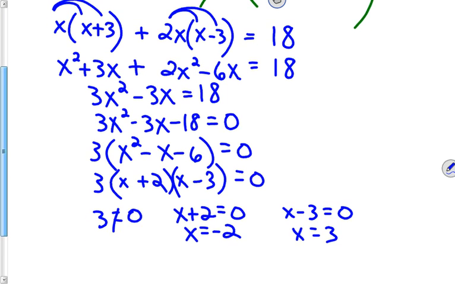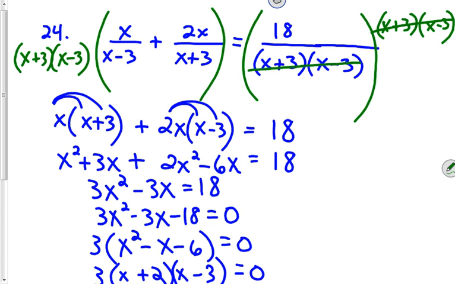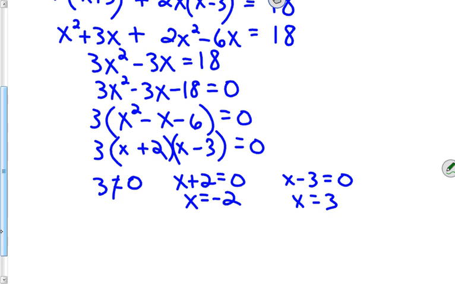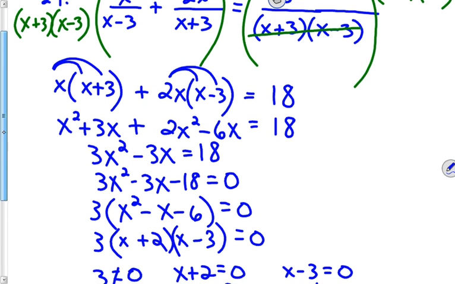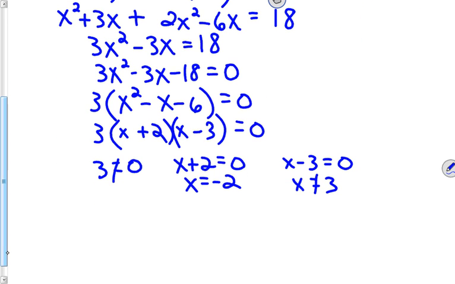And positive 3 is not going to work for us, right? Because that would make that denominator 0 right there. So we're going to have to throw that out. We're going to have to say x cannot equal positive 3. Negative 2 is going to work for us because it won't make any of the denominators 0. So there's our answer right there.